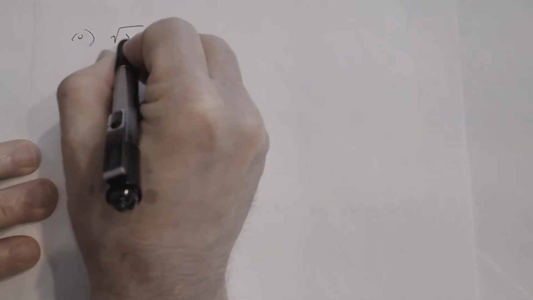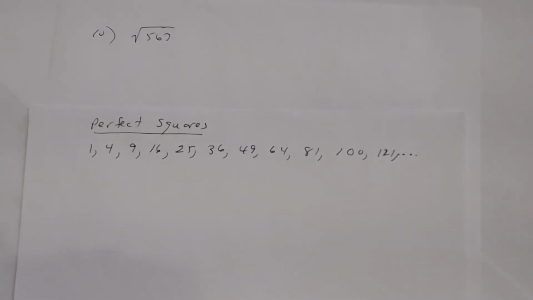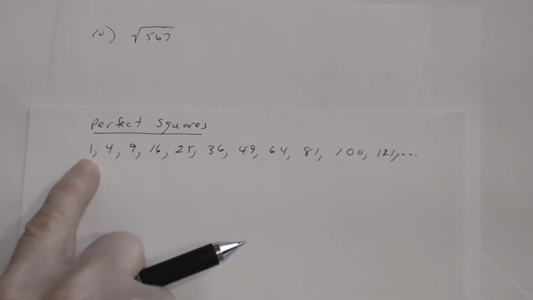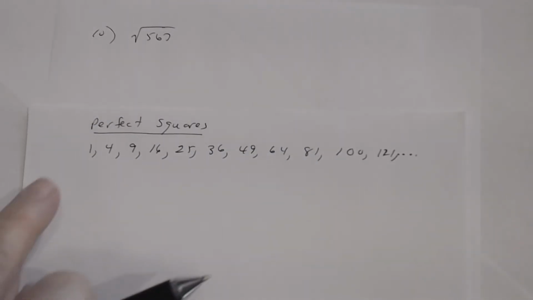Okay, number 10. Let's suppose we had the square root of 567. So there might be once in a while where the radicand is a larger number than you would normally deal with. But all you've got to do is just look at your perfect squares and find one that will divide into 567 evenly. And if you can't find any other than 1, then you cannot simplify this. All right, so that's 567. Let me make sure that's correct.